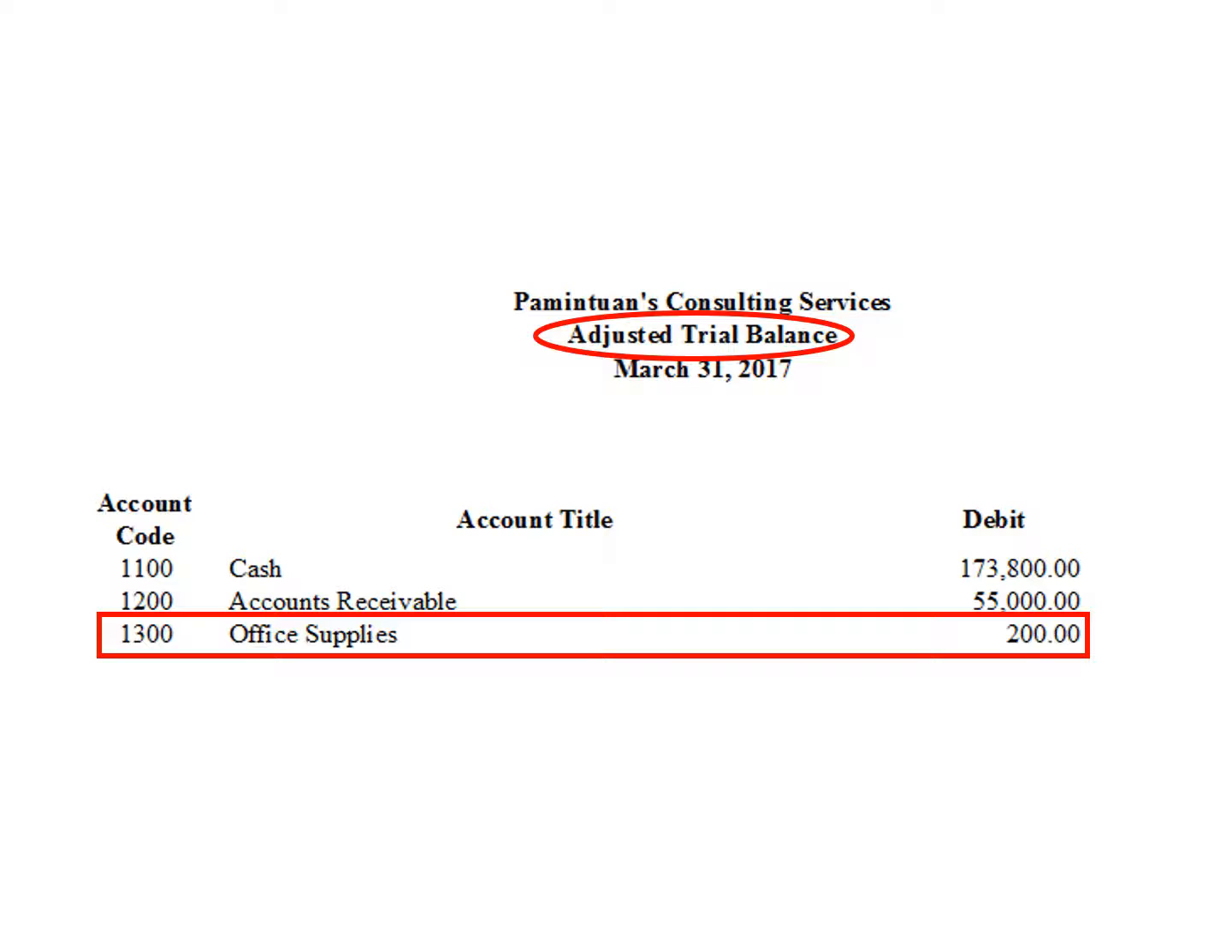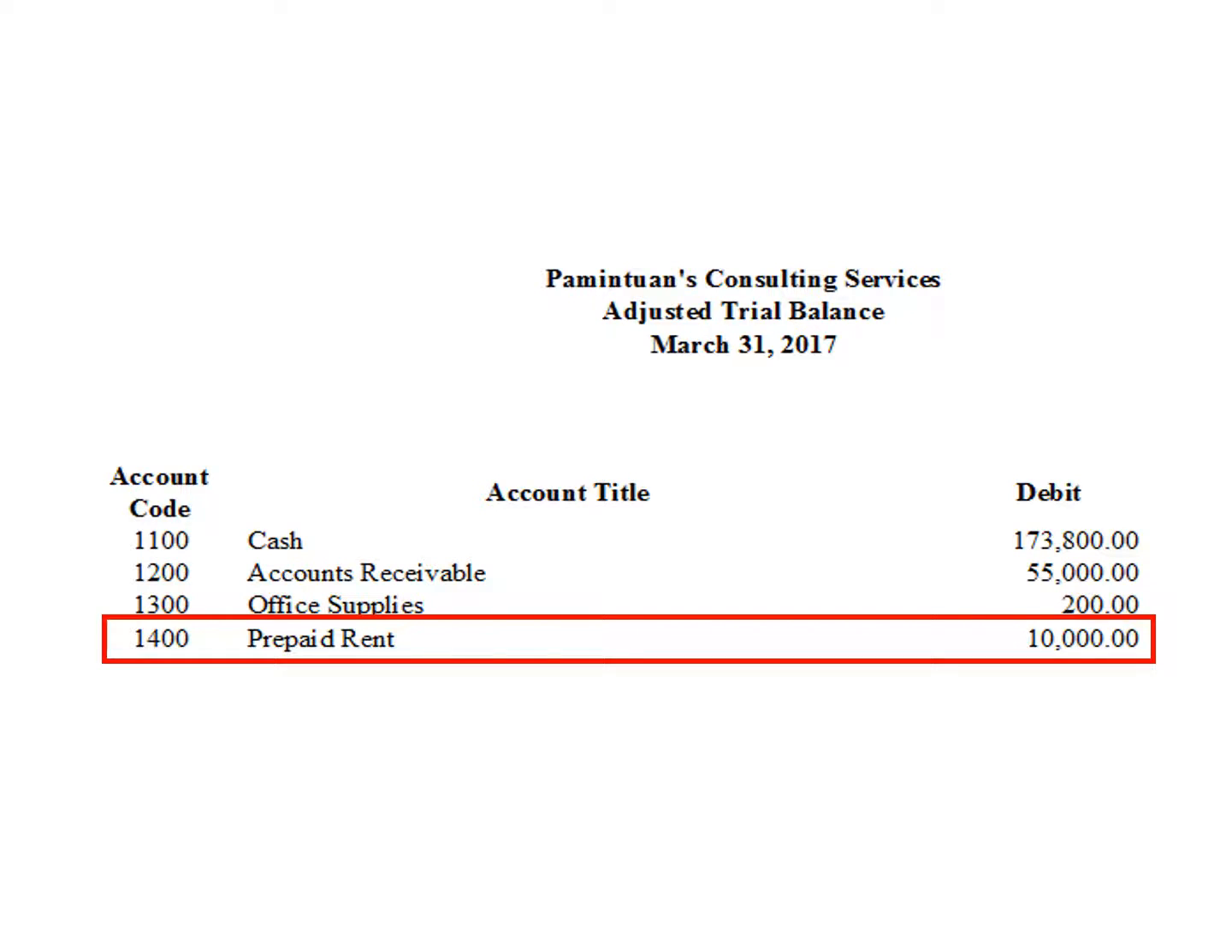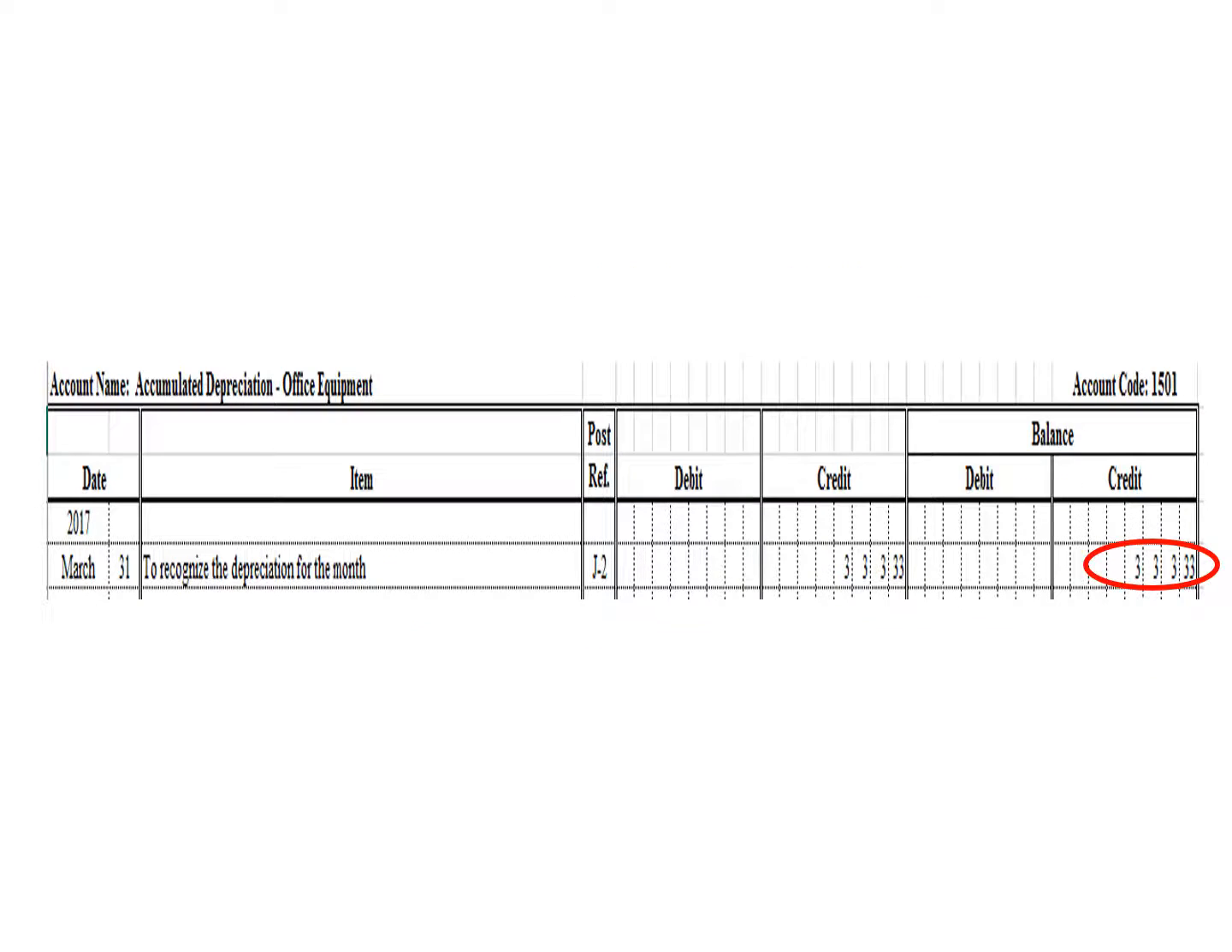Again, we are just going to update the balances of the accounts that we had adjusted. There is no need to refer to the ledgers of the accounts that we did not adjust because their balances would be the same. Office supplies, new balance is 200 pesos. So it is a debit balance, so we have to write it under the debit column. Prepaid rent's new balance is a debit of 10,000 pesos. Okay, we write the new balance of the prepaid rent account, 10,000 pesos debit.